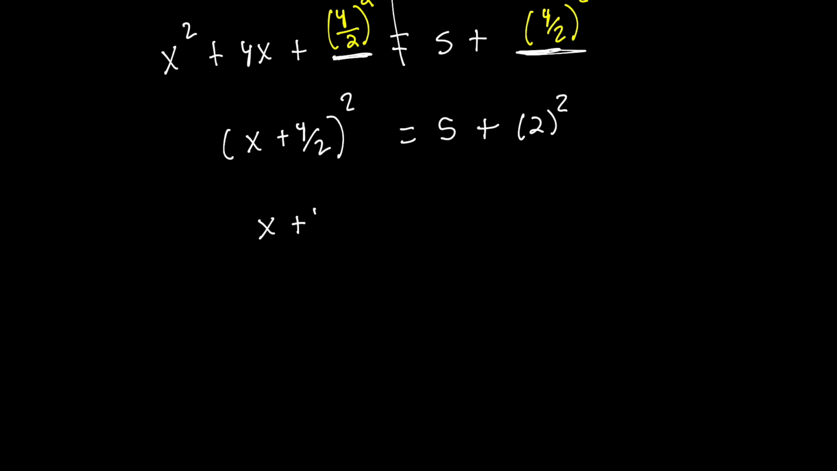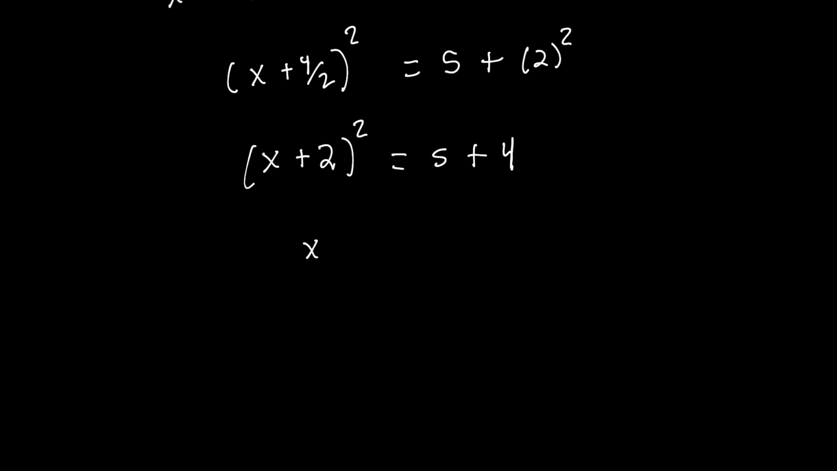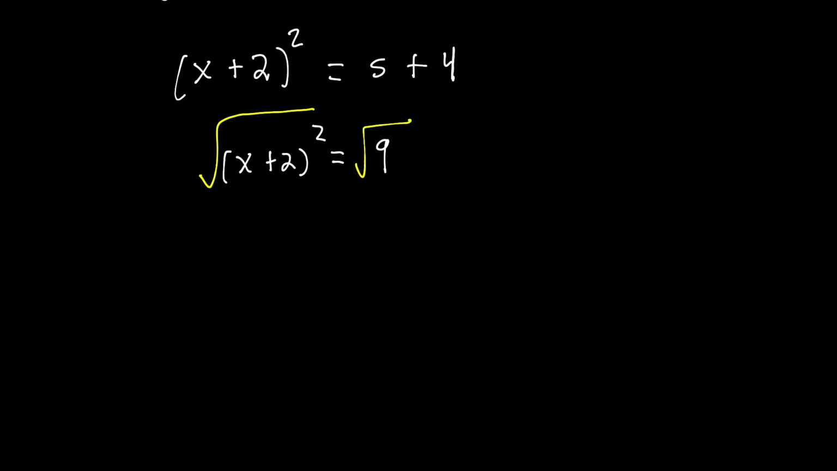Moving forward, we have x plus 4 over 2. Again, that's going to give me 2. So x plus 2 squared equals 5 plus 2 raised to the second power. That's 2 times 2, which is 4. So I get x plus 2 quantity squared equal to 5 plus 4, which is 9. And now to eliminate the second power, I'm going to take the square root of both sides.